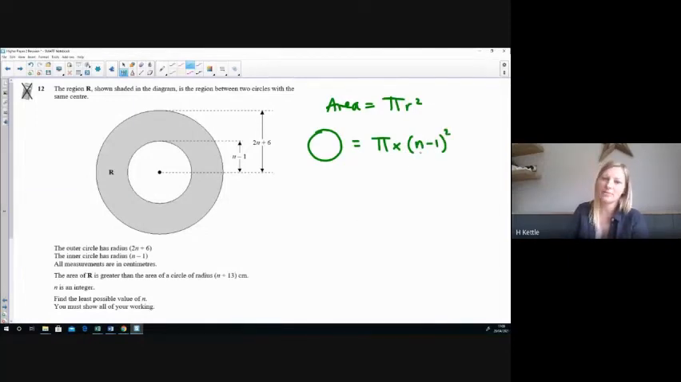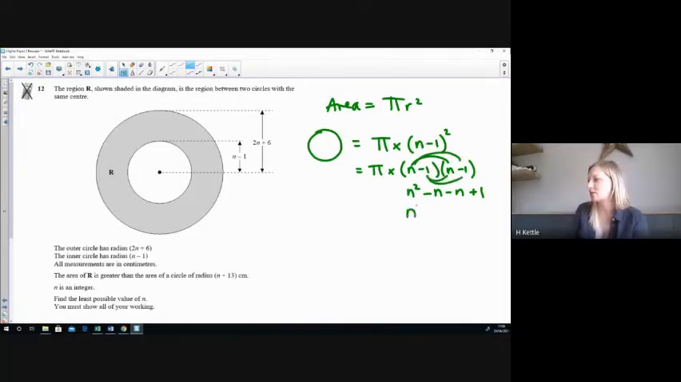To square that bracket, we're going to need to write it out twice. So it is pi times n-1, n-1, because we're squaring it, we're timesing it by itself. So n squared minus n, add 1. That would be n times minus 1 times n, and minus 1 times minus 1. So n squared minus 2n add 1, and we're going to times that by pi, and that's the small circle.